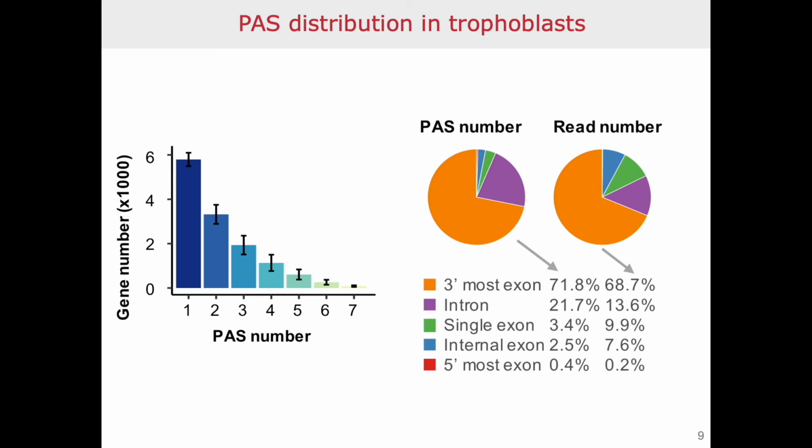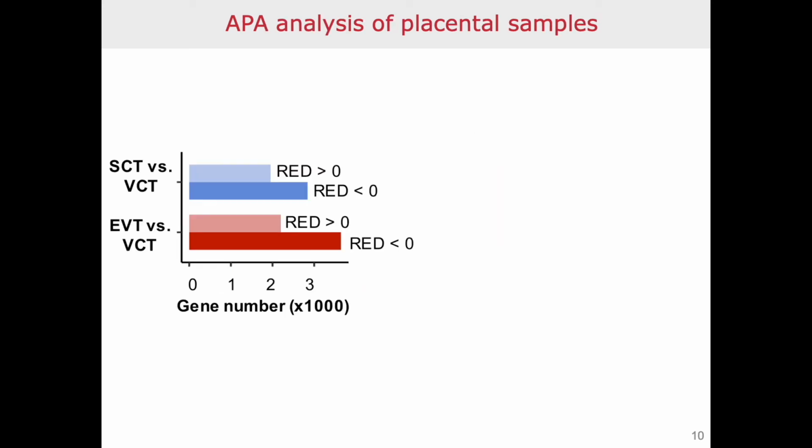MAAPER on average identified around 13,000 expressed genes in the 3 trophoblast cell populations, among which 44% had a single poly A site. And we find that around 75% of poly A sites were in the 3' most exon, and 21% were in the introns. Using an FDR-adjusted p-value of 0.01 as the cutoff, MAAPER detected significant poly A site changes in around 5,800 genes between EVTs and VCTs and 4,800 genes between SCTs and VCTs.